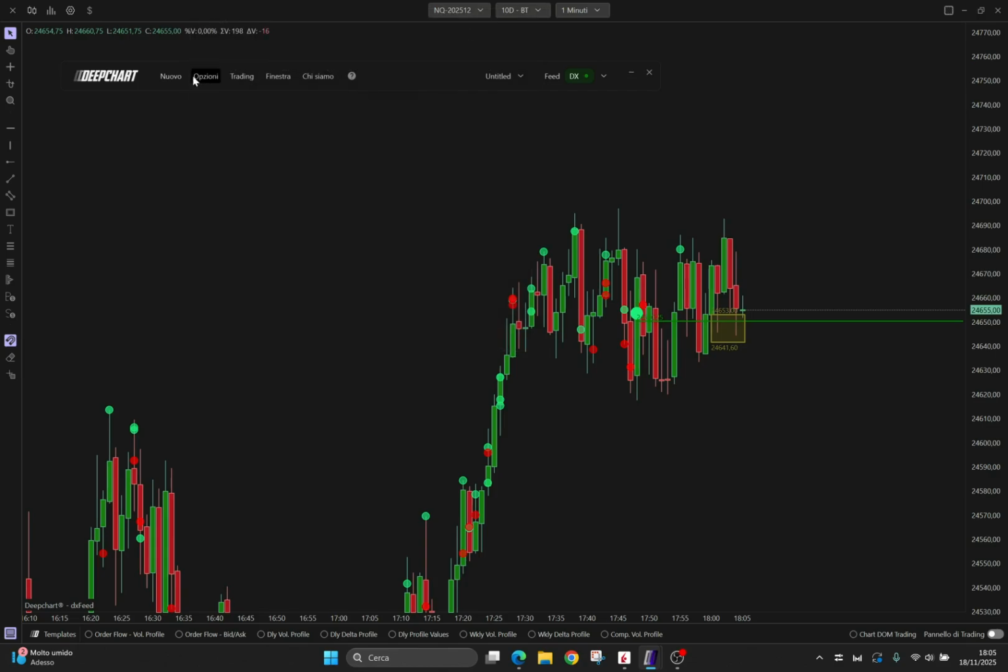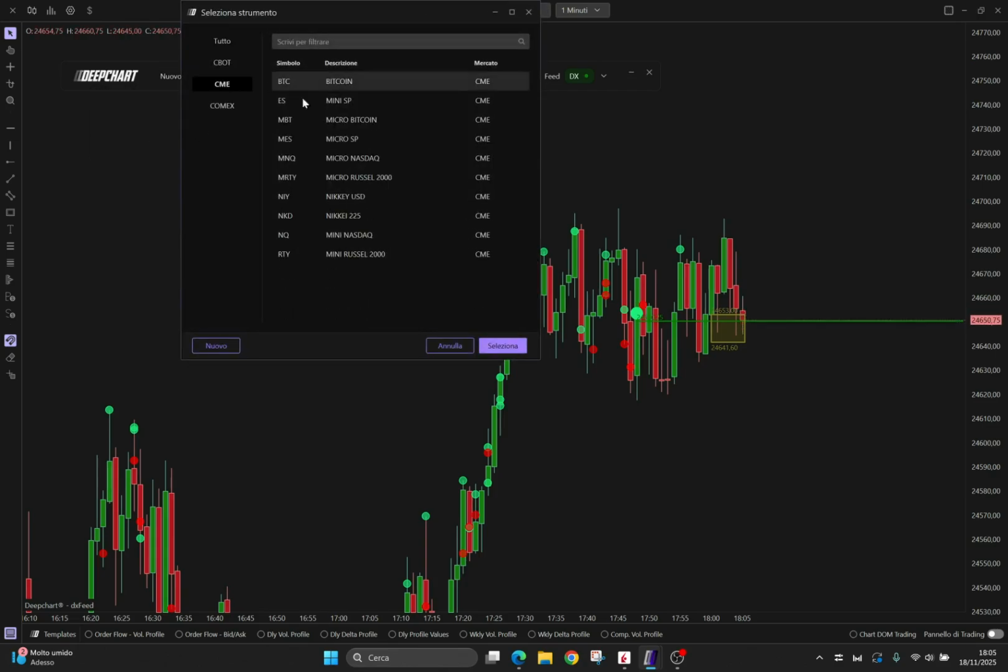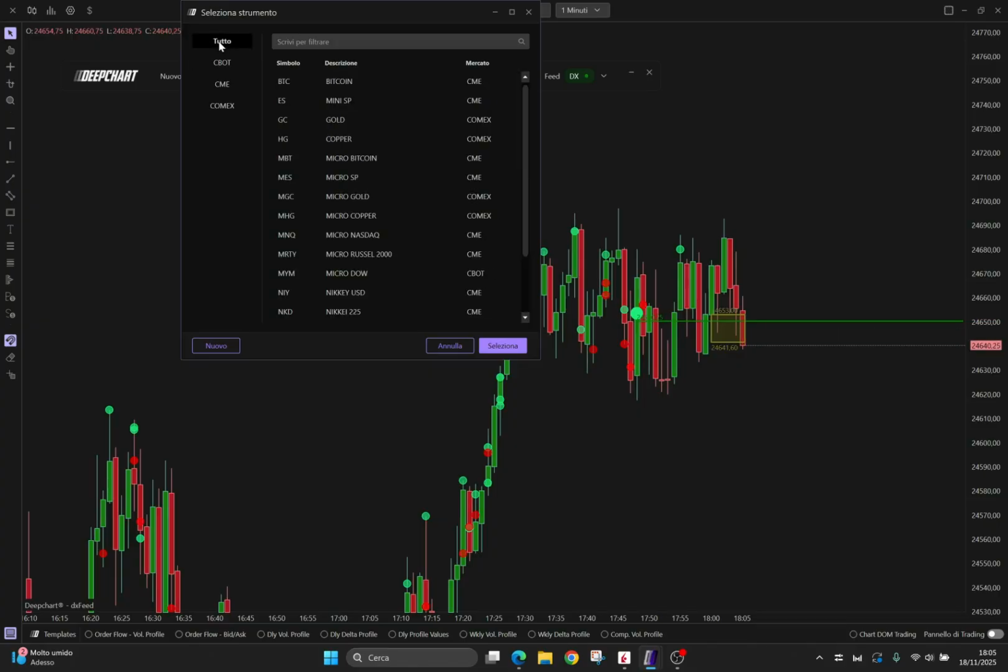If you have any doubt on where your asset is and which data pack you need to buy, as you can see, the CME group has the Bitcoin, the regulated CME. Yes, it has the micro of those, Nasdaq, the Russell, the Nikkei, and the mini of those. Okay, this is what you have in CME. Then, if you need to see everything here, you can go on all, and in all you can see that you have also gold. It's included, also CBOT.